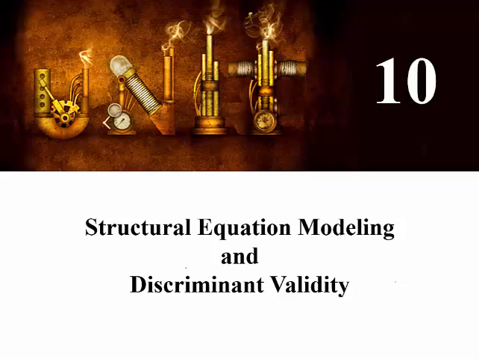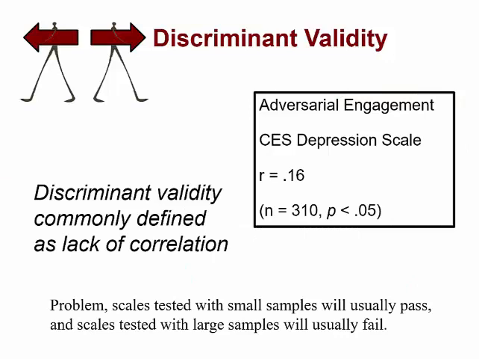This is Unit 10, and this unit will be an introduction to structural equation modeling, and we will look at how we can use structural equation modeling to test discriminant validity. Now, recall that the usual way for testing discriminant validity, which is an approach that I really do not like, but the usual approach is simply to take a scale I want to validate and show that my scale fails to correlate with something it's not supposed to correlate with.